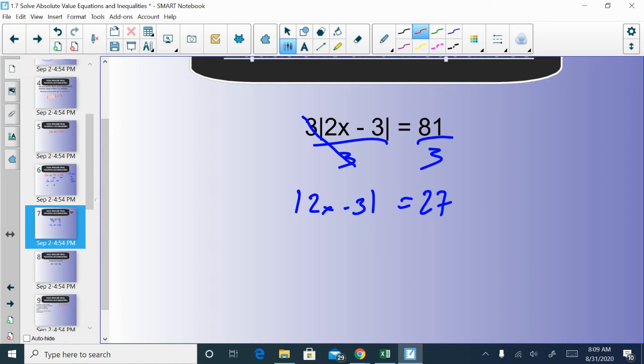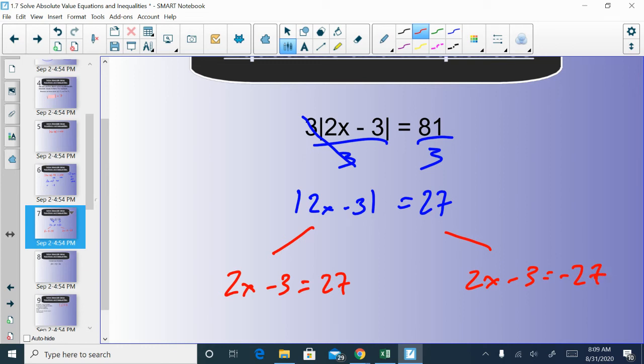Now we have the absolute value signs by themselves, right? Absolute value bars are by themselves, and they're equal to something. Now is when we break it into two different problems. One equal to the positive number, which is just 27, and one equal to the negative number, which is negative 27.